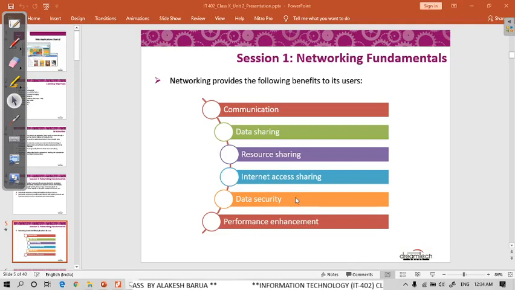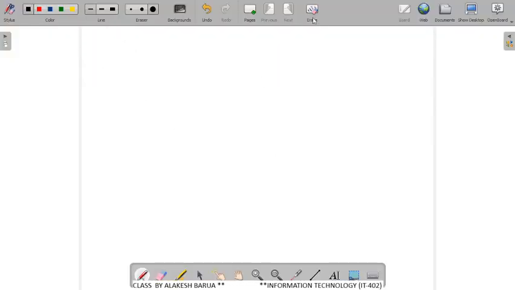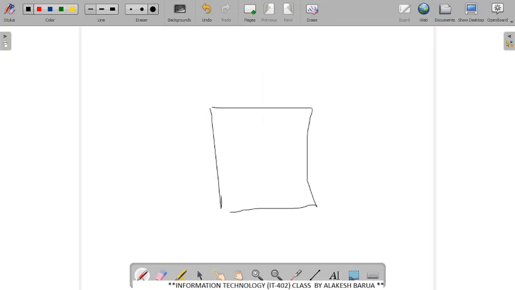Got it? Then data security. Now data security in a network is a very big concept. It cannot be explained in one session. But let me try to give you a quick example of how data security is beneficial if the computers are connected in a network.